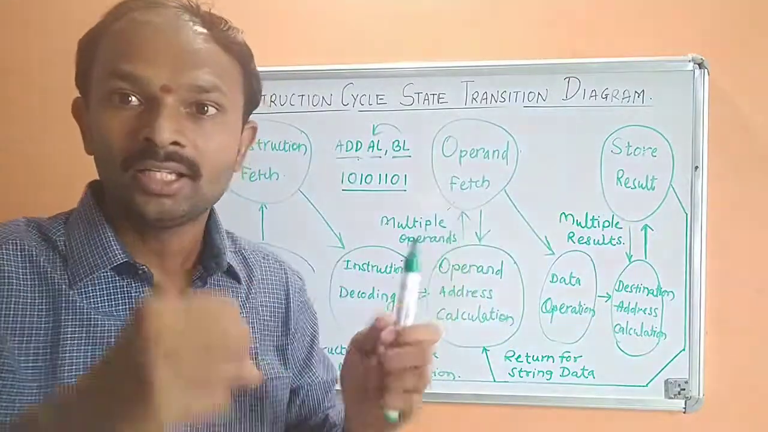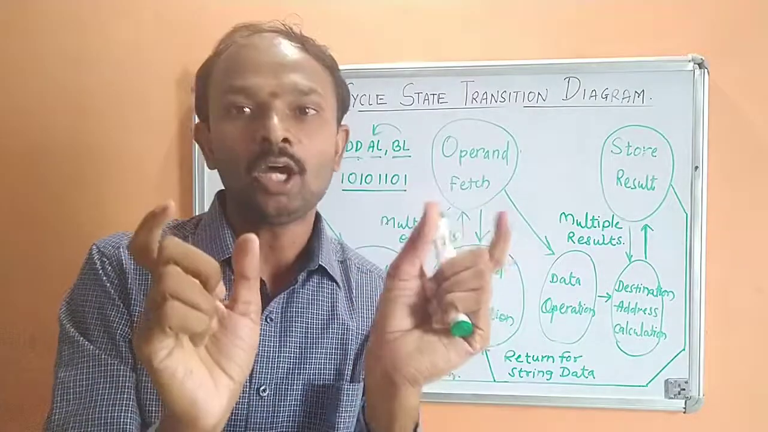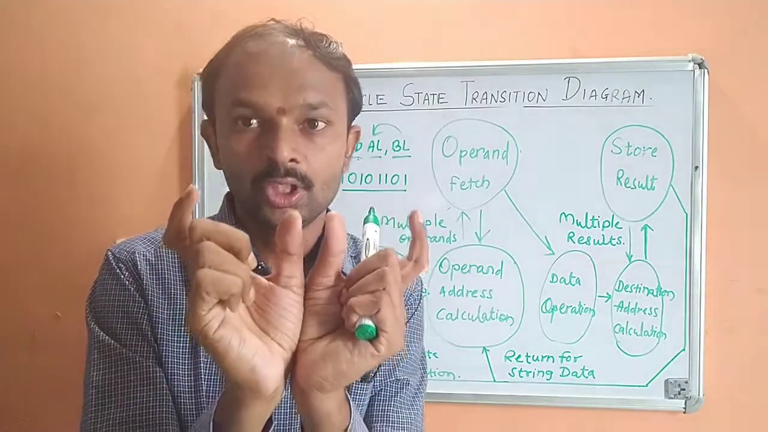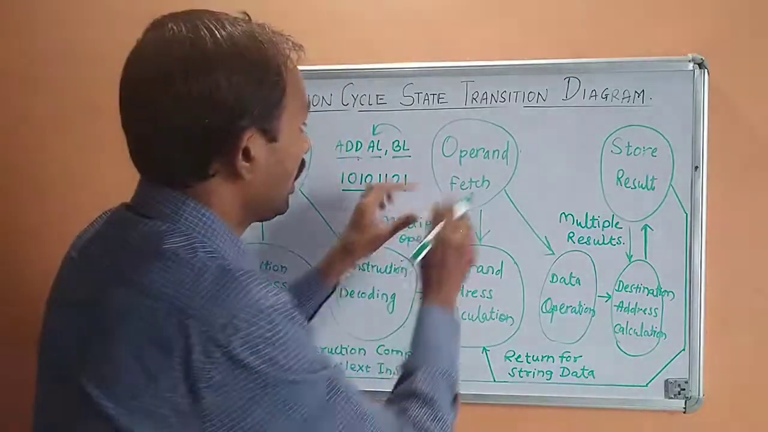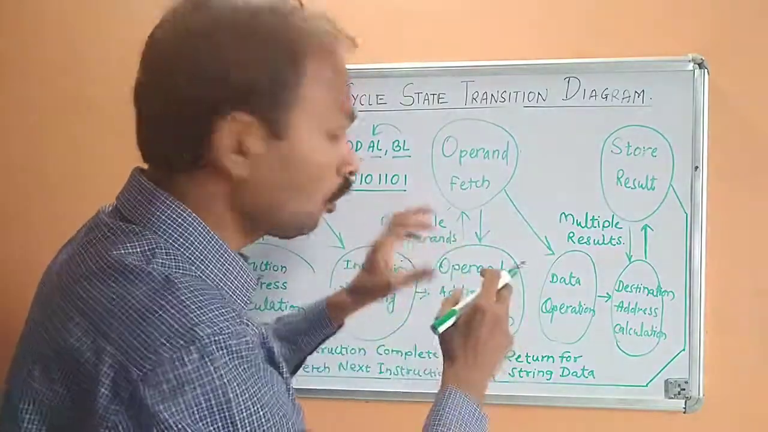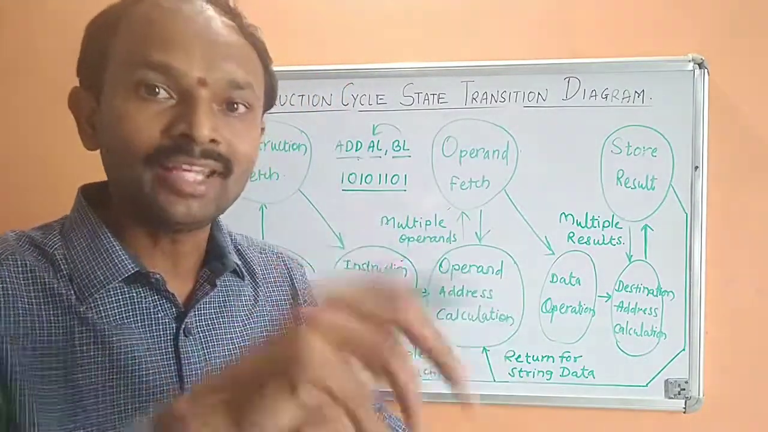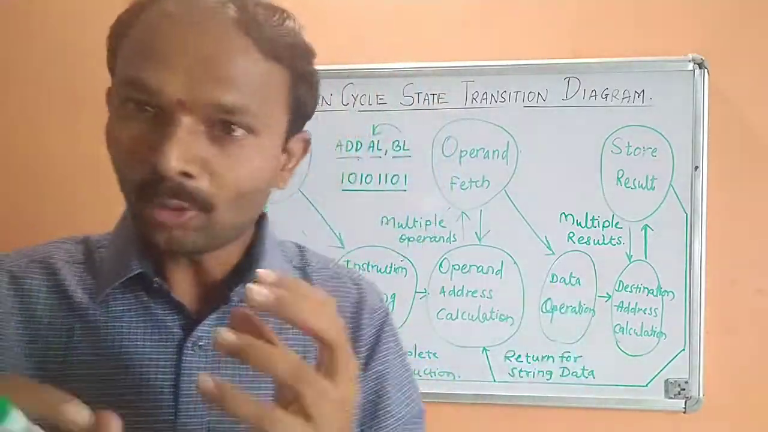Now what will happen? Now with me there is instruction, and now with me there are operands. So complete data I have now. So after fetching the operand, now I am in a position to go for the final work. The final work is data operation. So what is data operation?